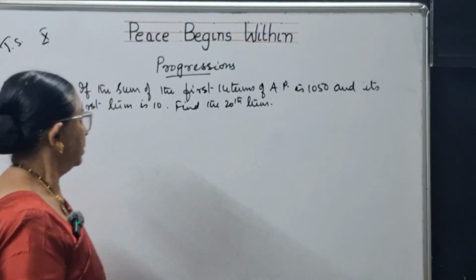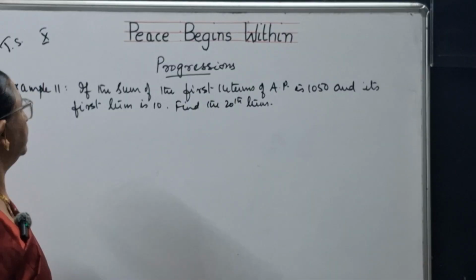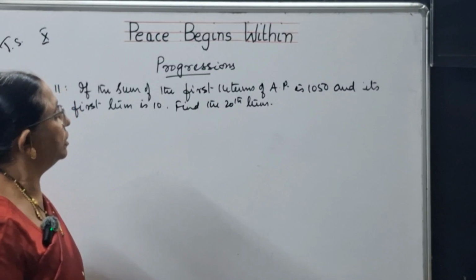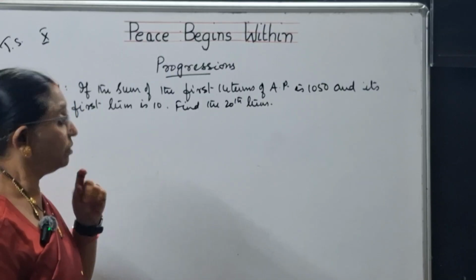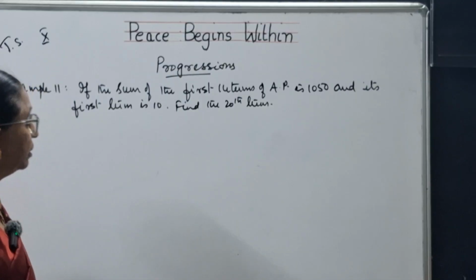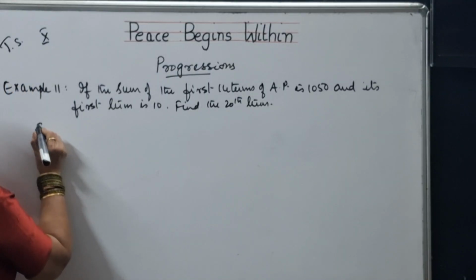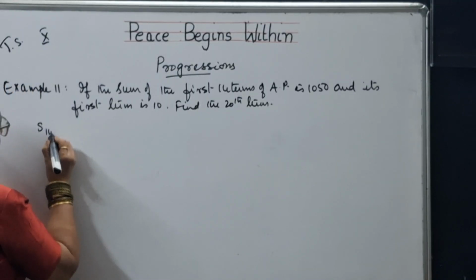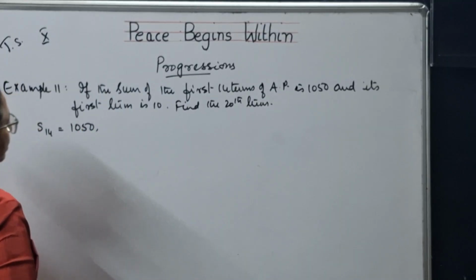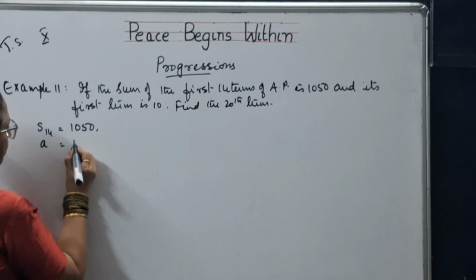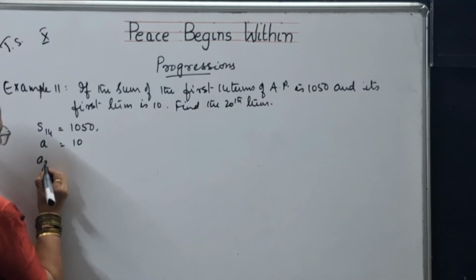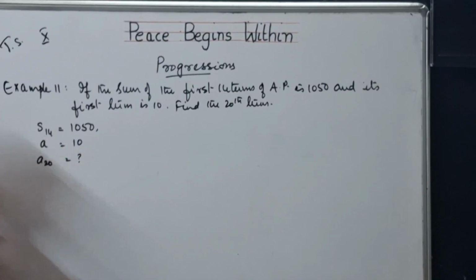I am now dealing with progressions of class 10. Example 11. If the sum of the first 14 terms of an AP is 1050 and its first term is 10, then find the 20th term. What they have given? The sum of the first 14 terms is 1050 and its first term a is 10. Now the question is, a20 is equal to how much?